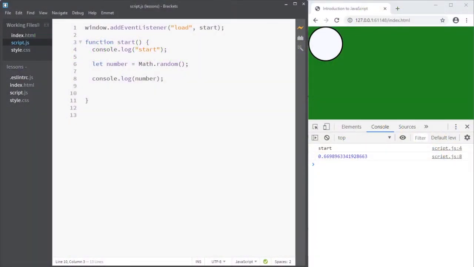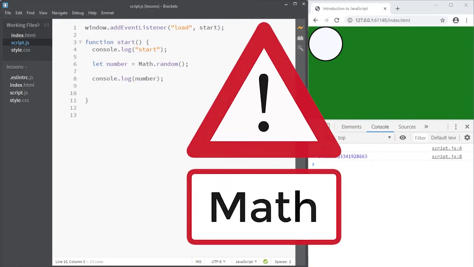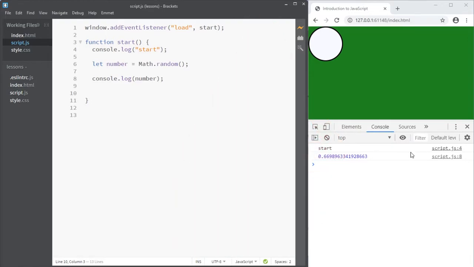Let me start off with a warning. In this lesson there will be math. We have this random number 0.6698 something, and every time I refresh the page I get a different number.